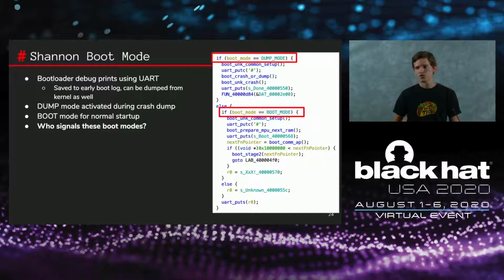Doing some reverse engineering, disassembling, and naming, we realized that the bootloader is using UART, which is really cool, something we're going to emulate later on to be able to get this output, or pretty much liberate this output from the baseband. And we also noted two boot modes, the dump and the regular boot mode. In order to do an emulation to be able to bring up this firmware in our Shannon EE system, we need to know who's signaling these boot modes and what boot modes are possible.